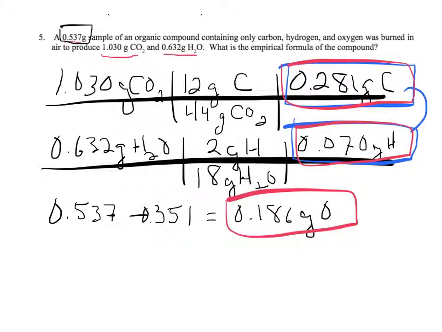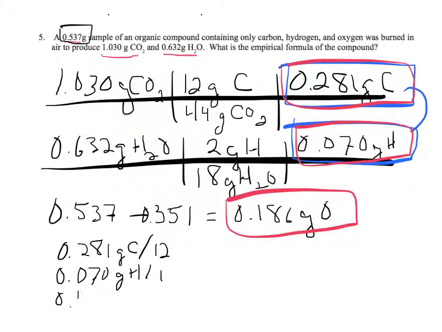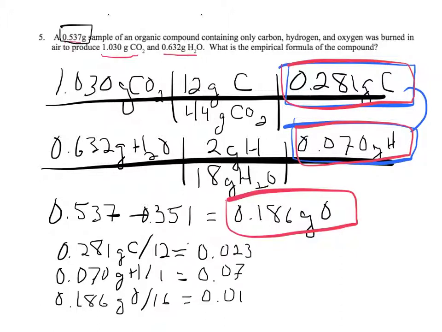So now that we have grams of oxygen, grams of hydrogen, and grams of carbon, we're going to do the exact same thing that we did for the two previous problems. We're going to take our masses and divide by the mass on the periodic table. So we have 0.281 grams of carbon, mass on the periodic table is 12. We have 0.070 grams of hydrogen, mass on the periodic table is 1. And we have 0.186 grams of oxygen, mass on the periodic table is 16. Once we divide, those are no longer masses at this point. They're ratios.